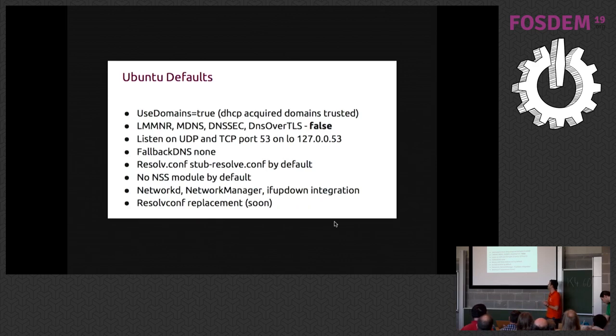We disable the NSS module because loads of software doesn't actually use NSS, or they prefer to use /etc/resolv.conf instead. So we kind of use the stub resolver as our default point of how to do queries. We have networkd, NetworkManager, ifupdown integration. We will switch the resolvconf implementation to resolved soon, but we haven't done that yet.